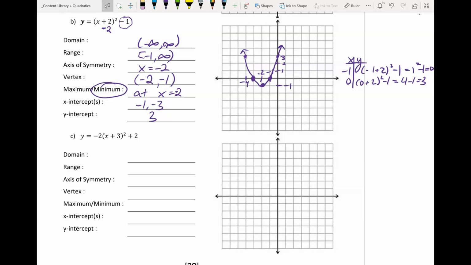Okay, for our next graph, we have 3 transformations now. But again, we can start off by reading off the vertex. So your vertex is going to be -3 and then +2. You can graph that first. So that is your vertex.